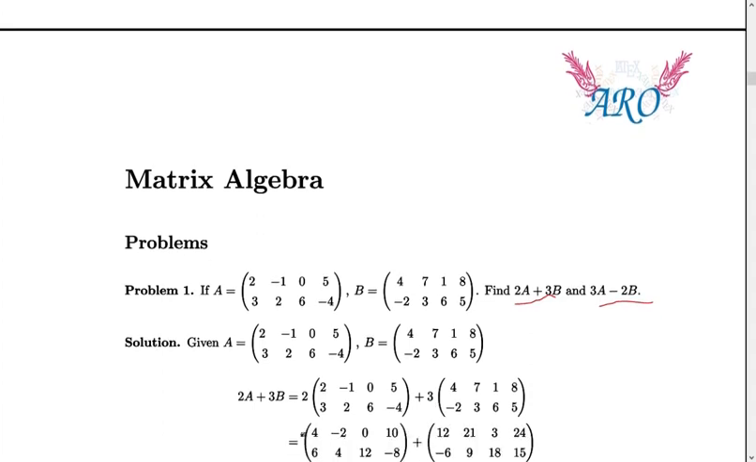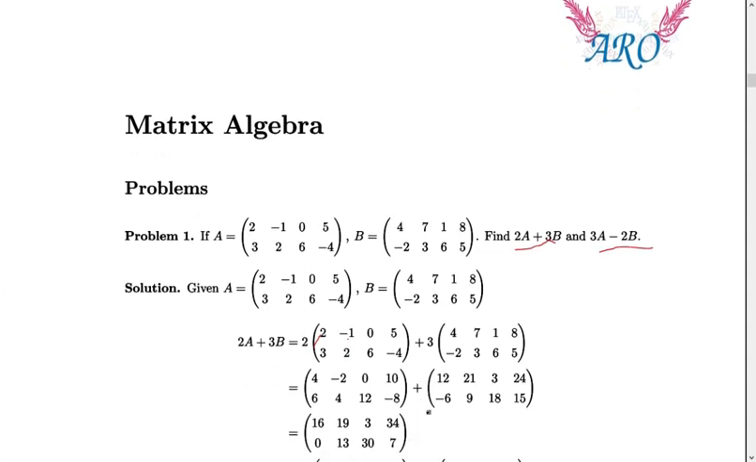So 2 into 2 is equal to 4, 2 into minus 1 is equal to minus 2, 2 into 0 is equal to 0, 2 into 5 is equal to 10. Every element of A is multiplied by 2 and every element of B is multiplied by 3.